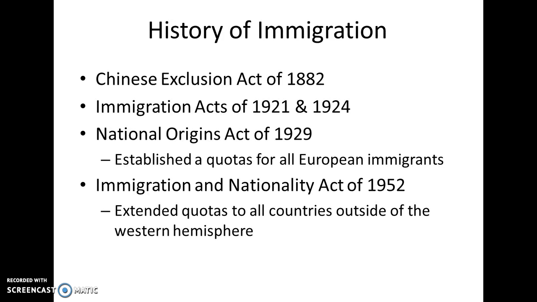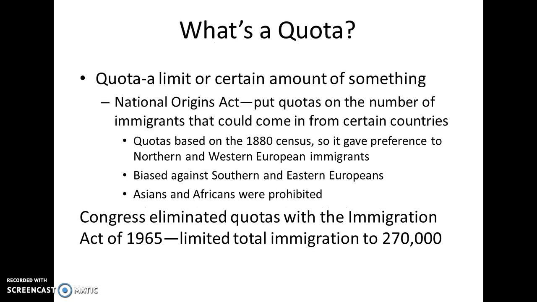So the earliest one was the Chinese Exclusion Act that barred all Chinese people from coming to the United States. Period. I mean, pretty self-explanatory. Chinese exclusion excluded the Chinese. And then the Immigration Acts of the 1920s started what's called the quota system. A quota is a limit or a certain amount of something.